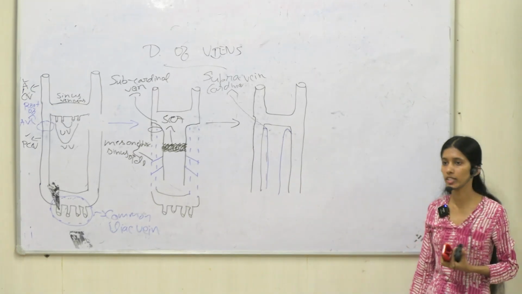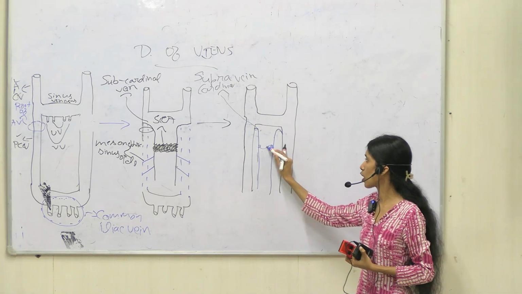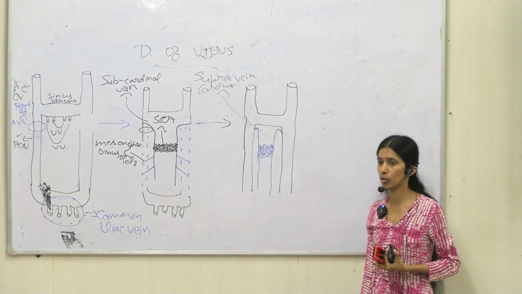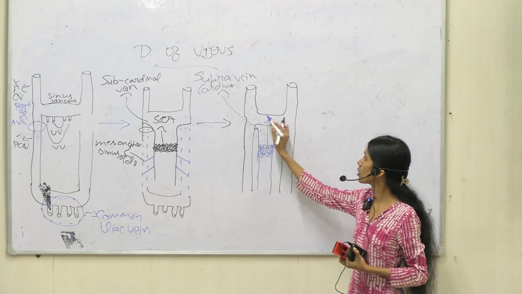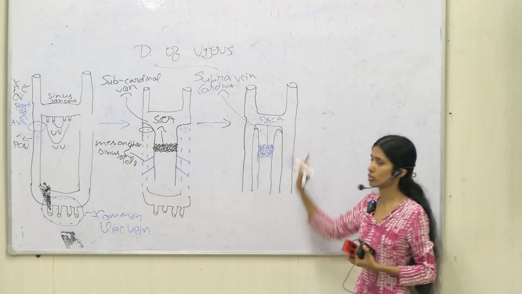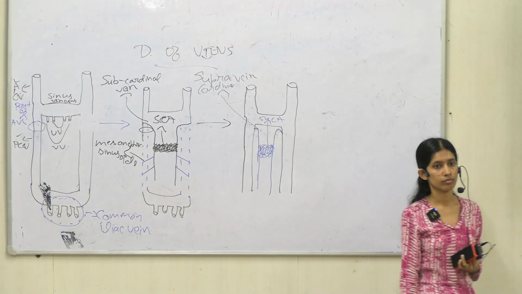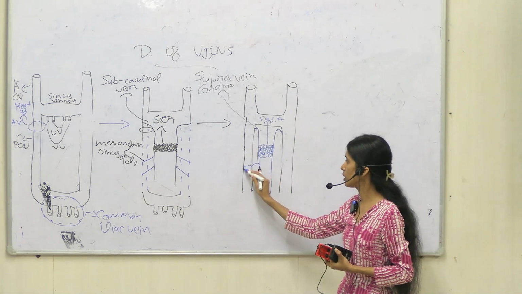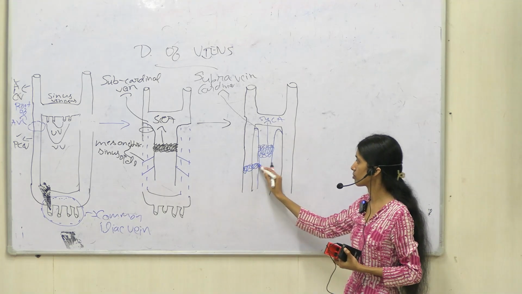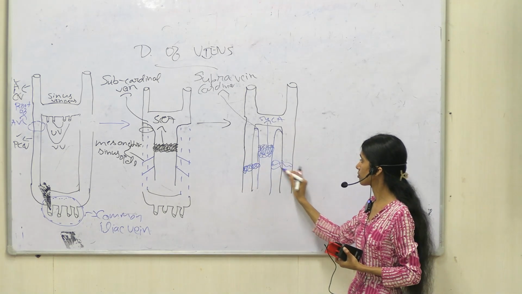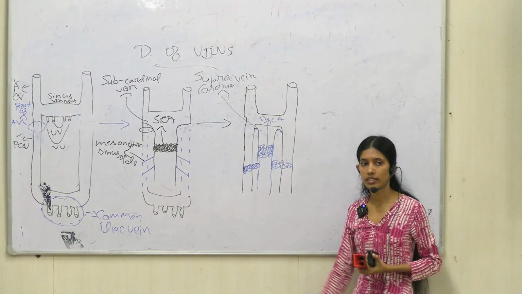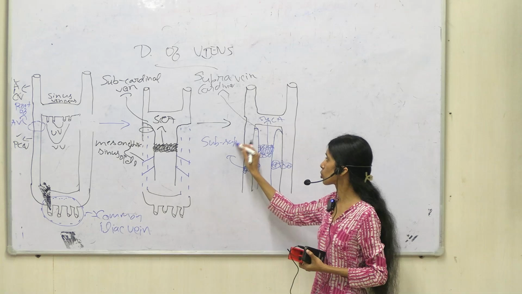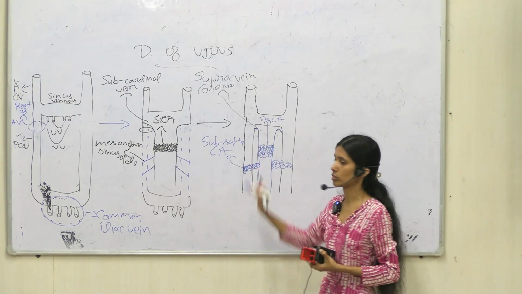The supracardinal veins will also form anastomosis with each other. Okay, this is called supracardinal anastomosis. And your supracardinal veins will also anastomose with the subcardinal veins like this. This is called supracardinal anastomosis.